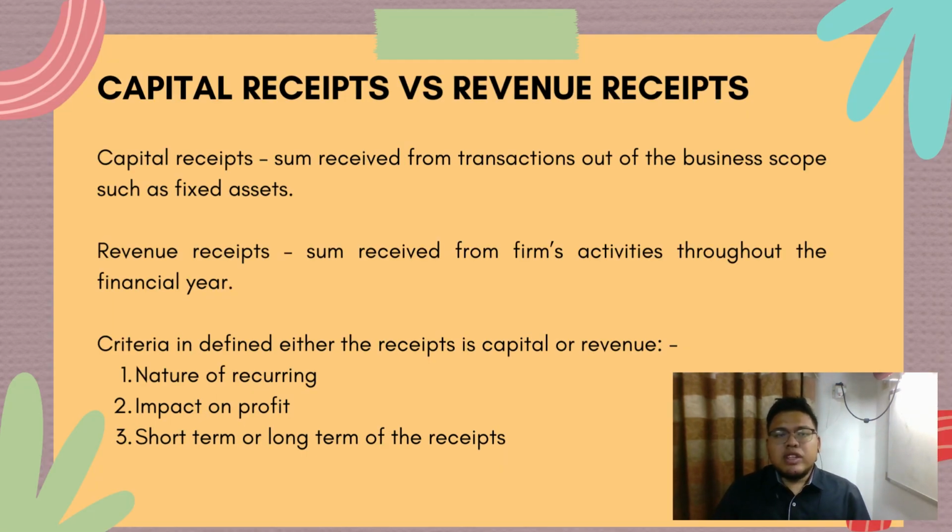Now we come to the capital receipt and the revenue receipt. Capital receipt means a sum received from a transaction outside the business scope, such as a fixed asset, and revenue receipt is a sum received from a firm's activity throughout the financial year. The categories used to define whether it is a capital receipt or revenue receipt are the nature of the recurring, the impact on profit, and short term or long term of the receipt.